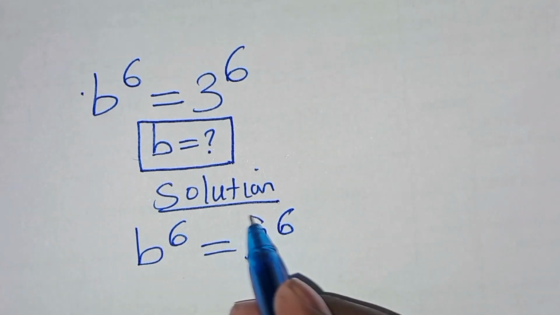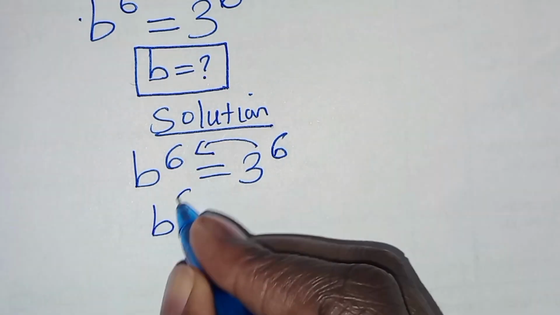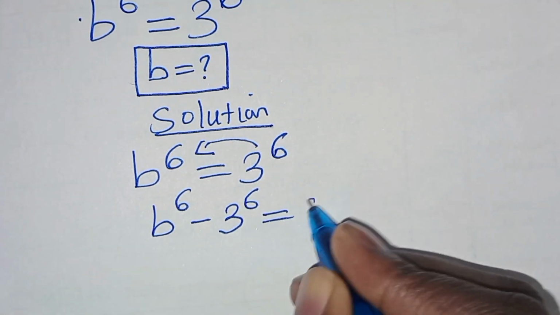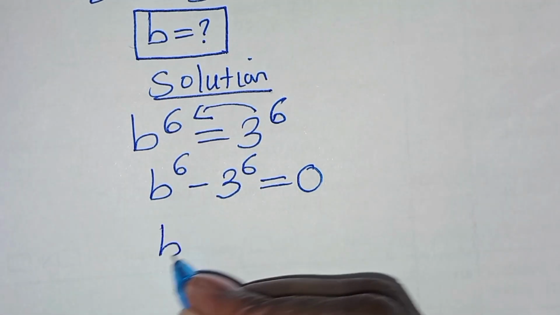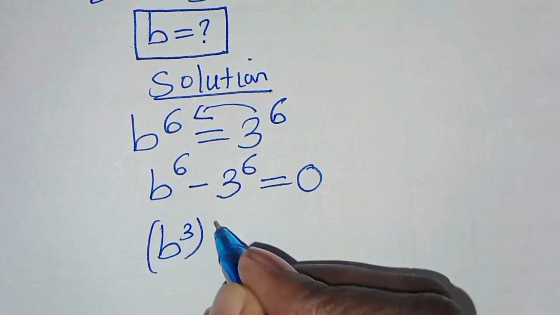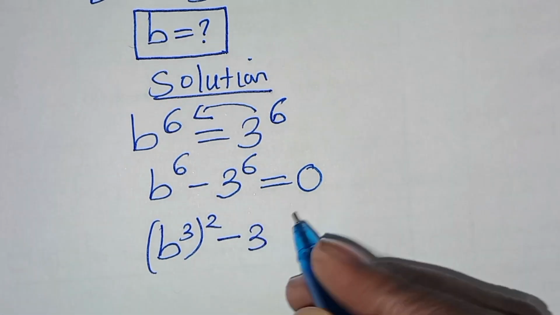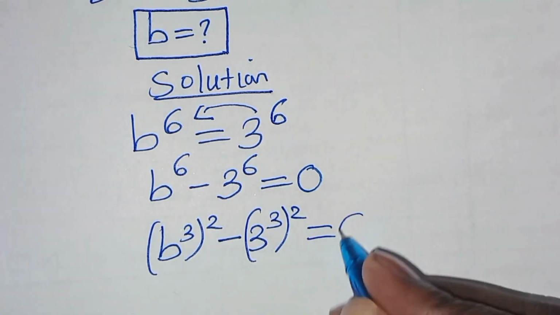The first step is to take 3 to power 6 to the left hand side, so that we have b to power 6 minus 3 to power 6 equal to 0. We can express b to power 6 as b to power 3 squared, minus 3 to power 6 can be expressed as 3 to power 3 raised to power 2, and this is equal to 0.